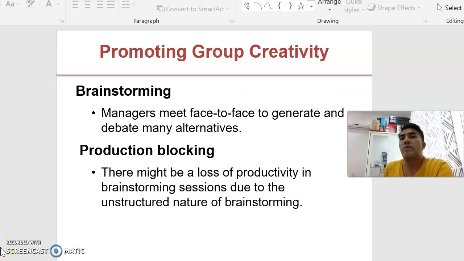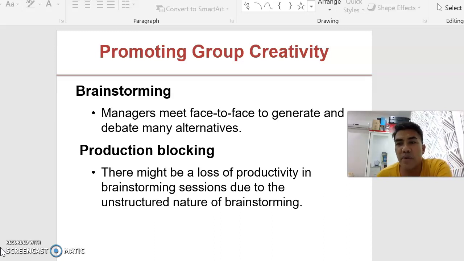So how can we promote group creativity? How can we get better ideas, better outcomes from group decision making? Number one, we can do this by brainstorming. Managers meet face to face to generate and debate many alternatives.